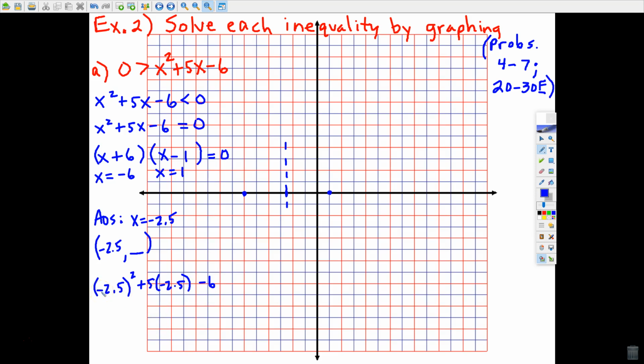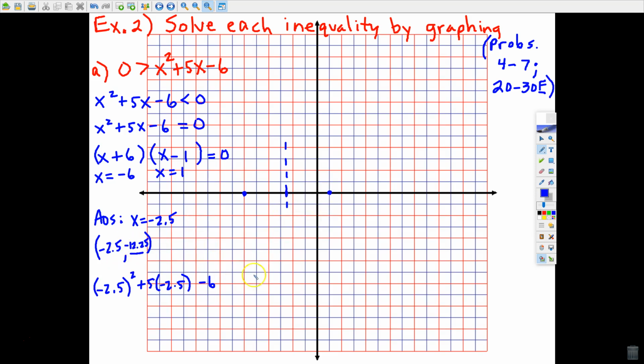Okay, and grab your calculator and you can make sure we agree. Parentheses, negative 2.5, close parentheses, squared, plus 5 times negative 2.5 minus 6. That gives me negative 12.25. Now I know exactly where the vertex is.